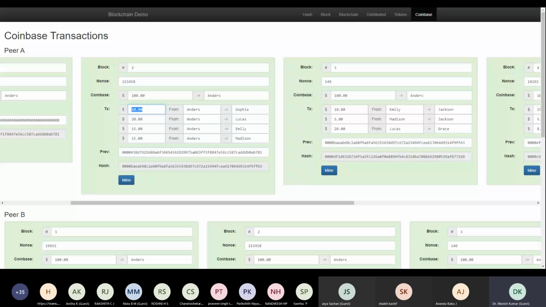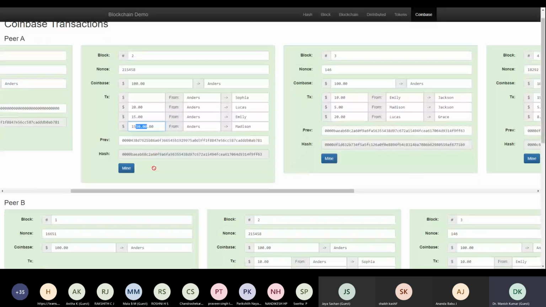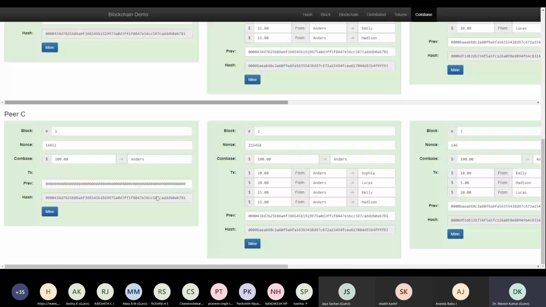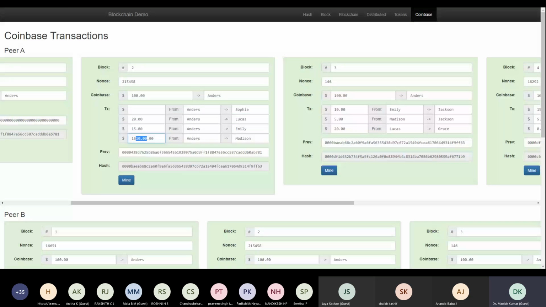Is it possible? It is not possible. Why? Anders has initially $100. He has spent $60. This 60 information is available with peer B and peer C. Next time, if Anders is trying to spend anything more than $40, it can be easily verified by peer B and peer C. I am repeating.